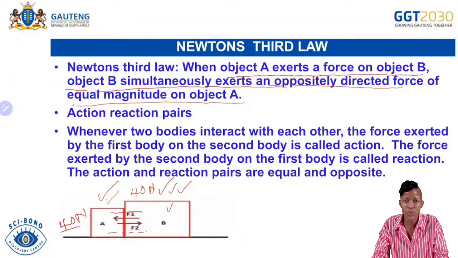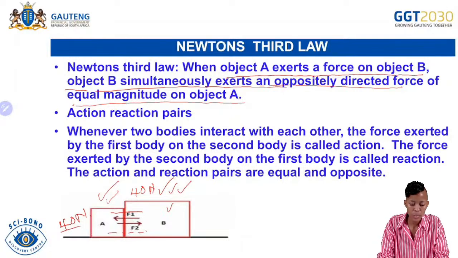Equal magnitude means exactly the same size. So it is going to be 40 Newton on A and then 40 Newton on B as well, simultaneously. Simultaneously means at the same time.